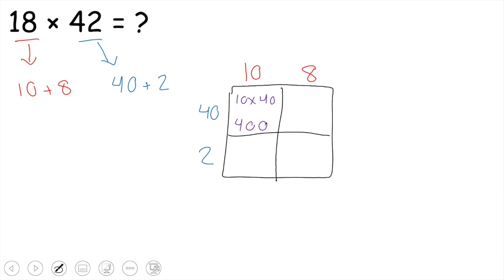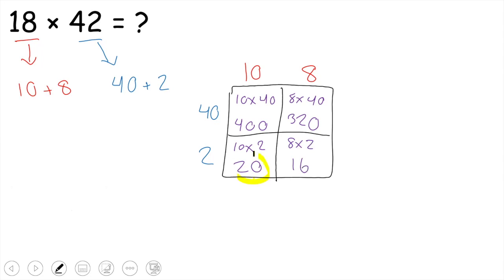Okay, in this next box, we have 8 times 40. We can take that 0 away and we can just do 8 times 4, which is 32. And then we add the 0 to be 320. Now, in this third box, we can do 10 times 2 to be 20. And in this final box, we have 8 times 2, which is 16.